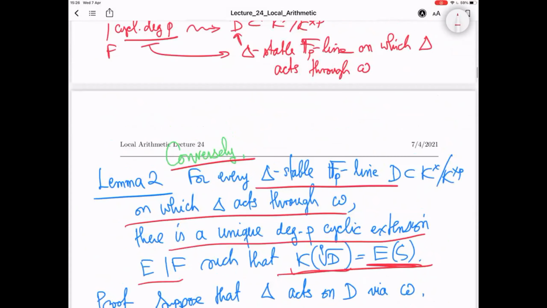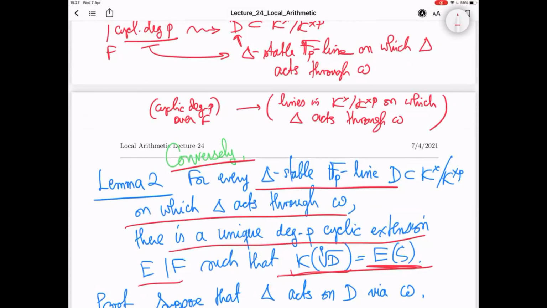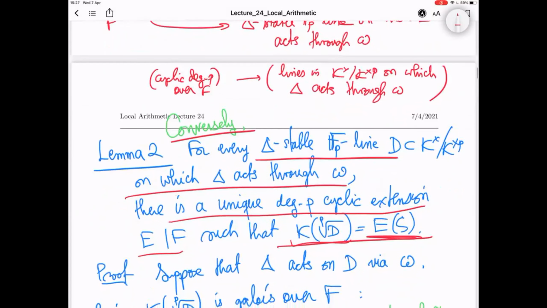In other words, we have given a map from cyclic extensions of degree P over F to lines in K star modulo K star to the P on which delta acts through omega. We have given a map. And the next lemma says that it's actually a bijection.